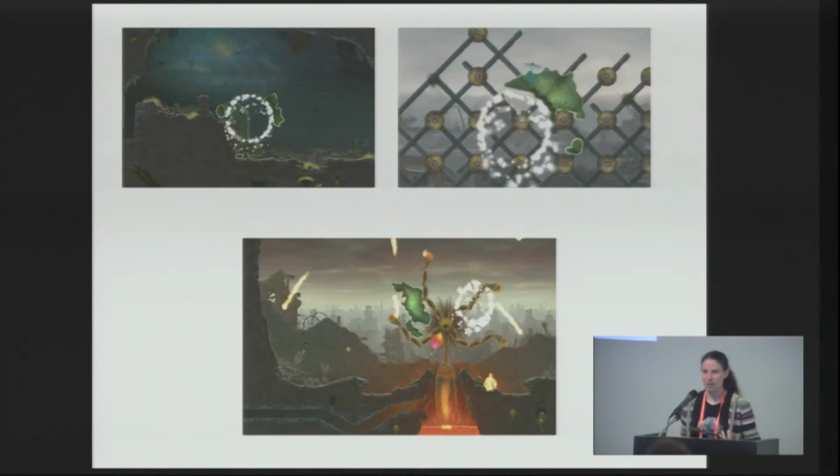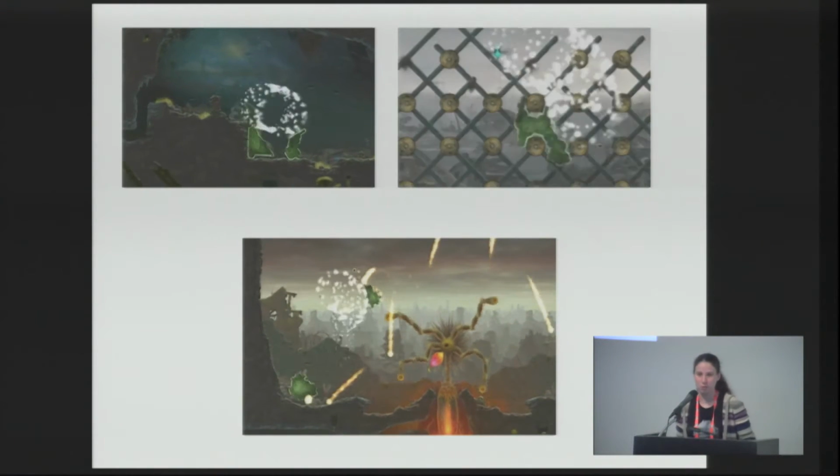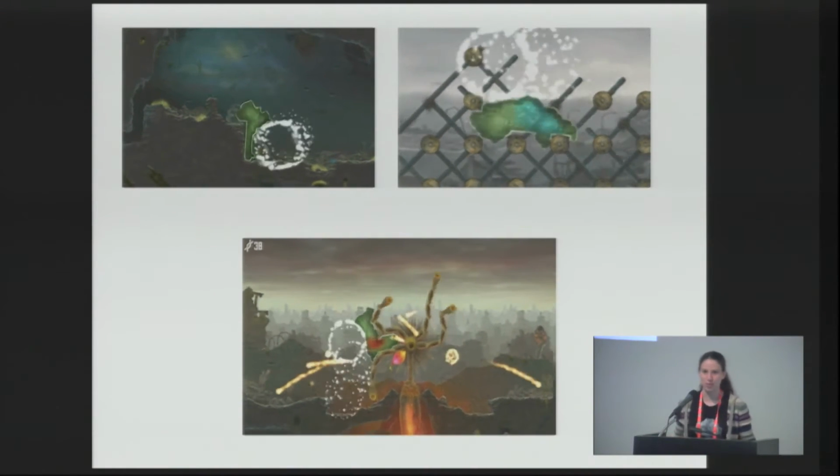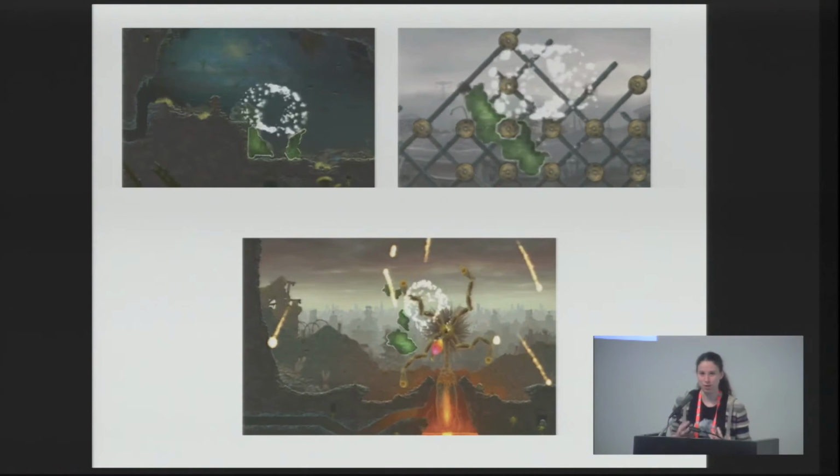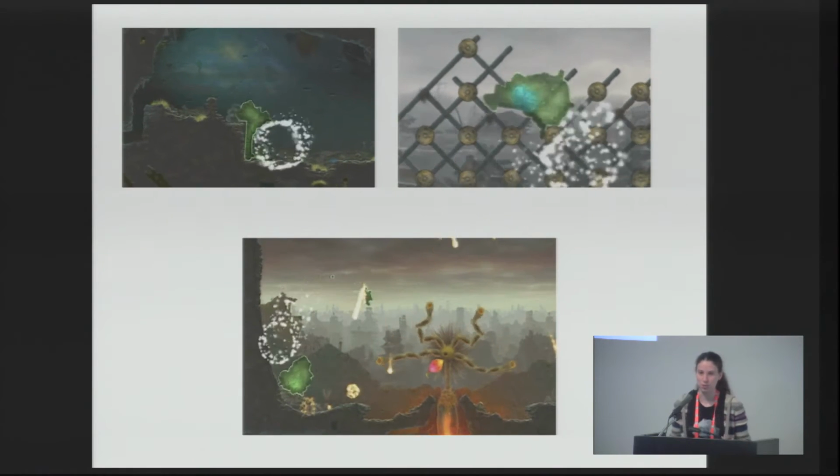Just because when most people come to a puzzle platformer or a platformer in general, they assume that they can move and jump and completely control their creature. And in this game, there is no such control. You don't have any force over this thing.